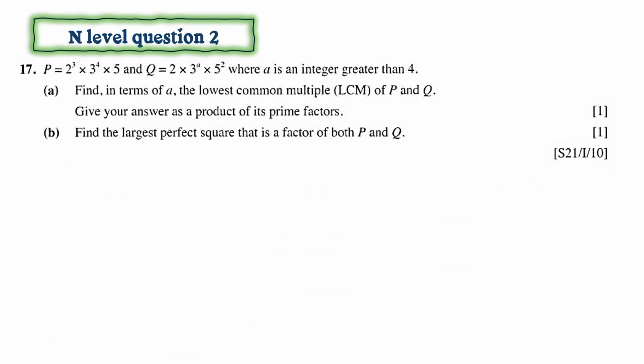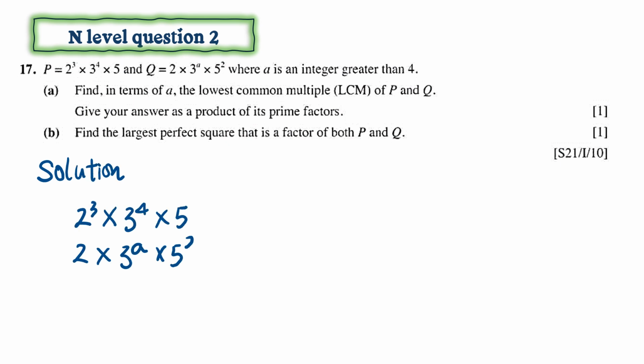Right, let's look at another N-level question. Here you're given the prime factorization of p to be 2 cubed times 3 to the power 4 times 5, and the prime factorization of q to be 2 times 3 to the power a times 5 to the power 2, where a is an integer greater than 4. We are asked to find the lowest common multiple of p and q.